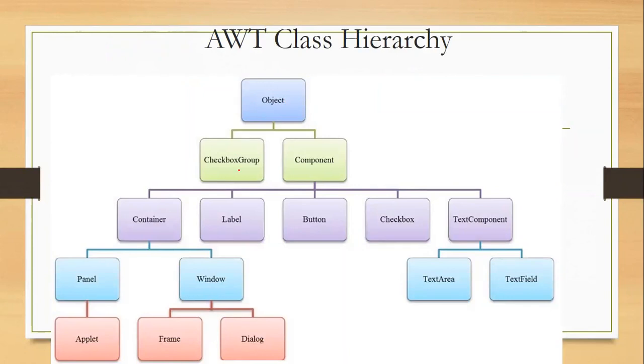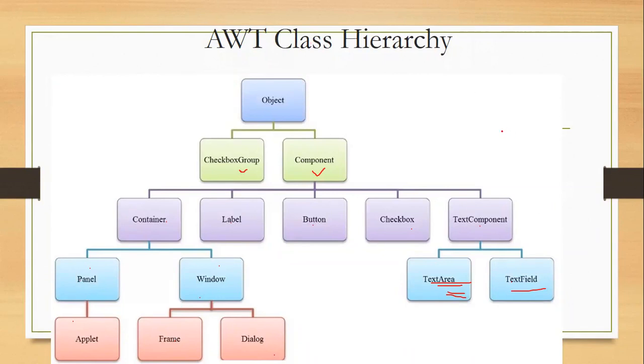Now, this is the AWT class hierarchy. Starting from the object, you'll have checkbox group and component. Okay, we will be learning all of these. Component, you will have container, label, button, checkbox, and text component. Text component, you will be having text area and text field. Okay, text field is for a single line, single text, and text area is for multiple. Then you will have panel, you'll have window. From panel you'll have applet, window you'll have frame and dialog. So this is how the AWT class hierarchy is.